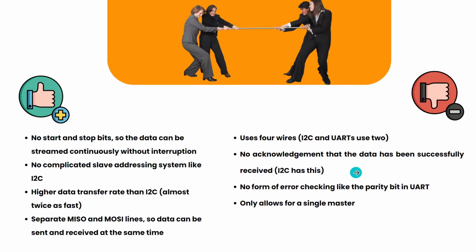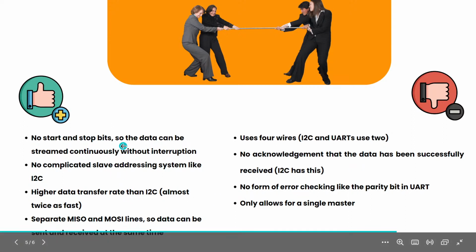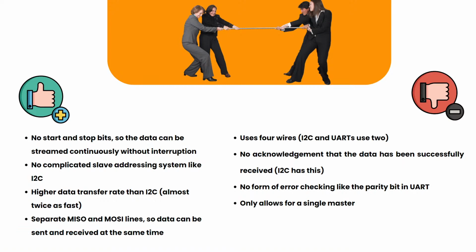Then the advantages and disadvantages of SPI. Coming to the advantages, there is no start bit and stop bit, so the data can be streamed continuously without interruption, right? And there is no complicated slave addressing system like I2C. You will get to know in the I2C topic. Unlike I2C, SPI doesn't need a complicated slave addressing system. It has a higher data transfer rate than I2C. If you compare it to I2C, SPI has higher data transfer.